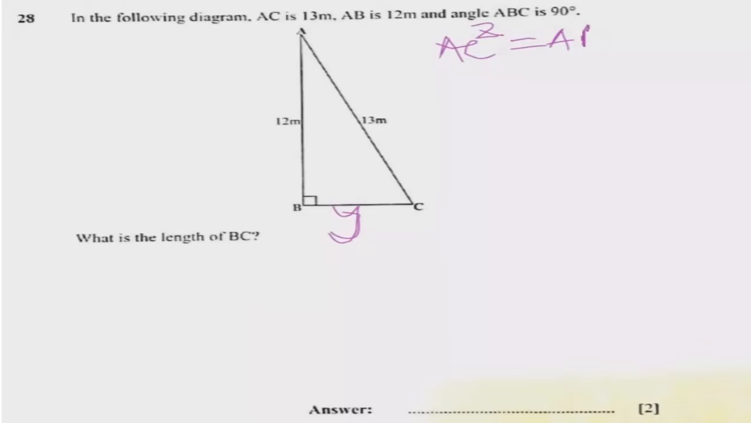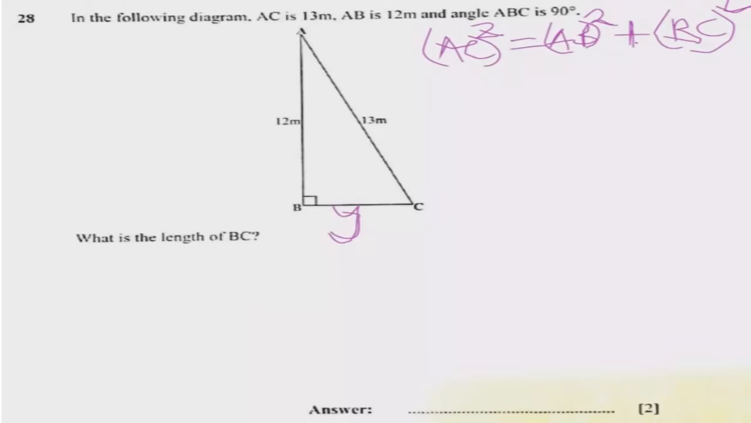AB squared. Remember, when I say AB squared, I'm referring to the sides. So when I square, it's not that I'm just squaring C alone, I'm squaring the side. Then plus Y, which is BC squared. You should bear that in mind.